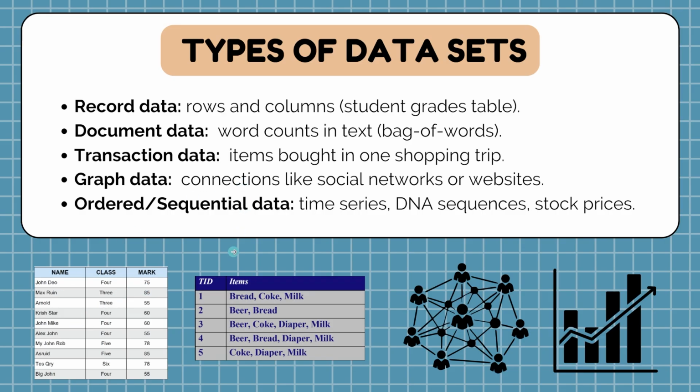Going to document data. Document data is text. For example, if we analyze articles, we can count how many times words like game or team appear.